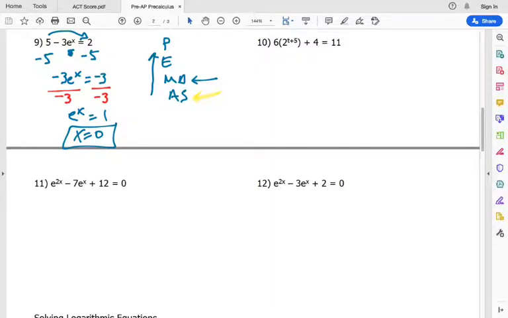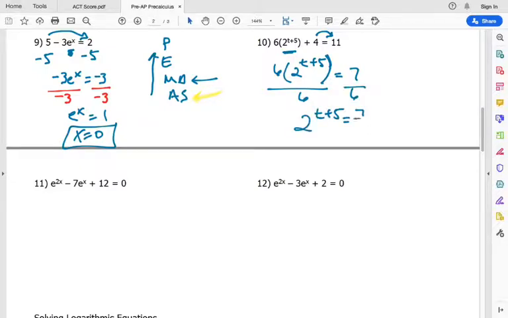All right, doing the same thing, we're going to isolate this. So I'm going to move the 4 over first. I get 6 times 2 raised to the t plus 5, and that equals 7 when I subtract 4 from both sides. And then I'm going to divide by 6. So I get 2 to the t plus 5 equals 7/6.